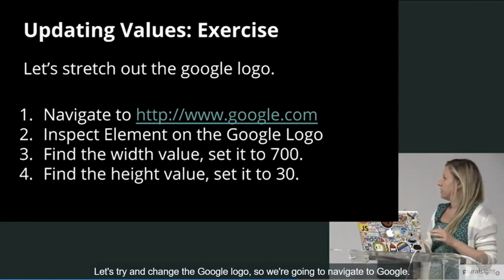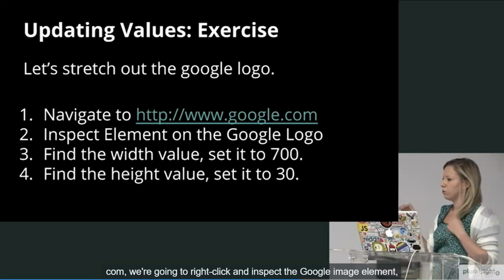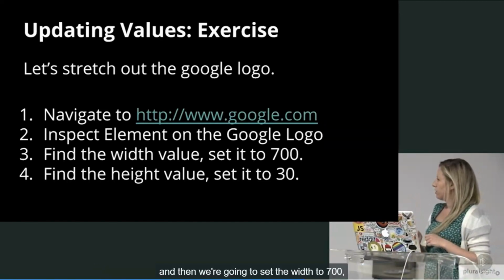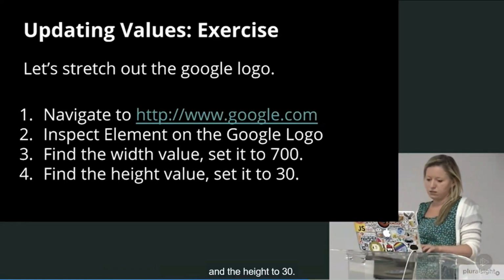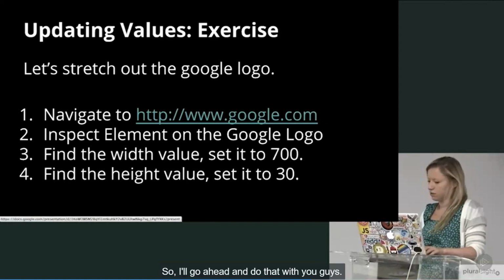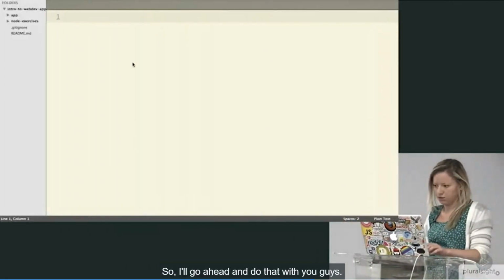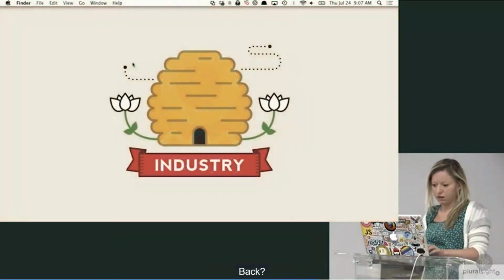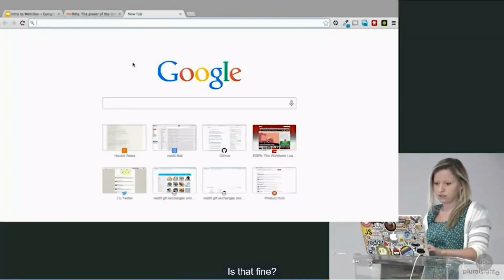So we're going to navigate to google.com. We're going to right-click and inspect the Google image element. And then we're going to set the width to 700 and the height to 30. So I'll go ahead and do that with you. You just have to go Back. Yeah, just move your cursor to the top. Is that fine? Yeah. Okay.